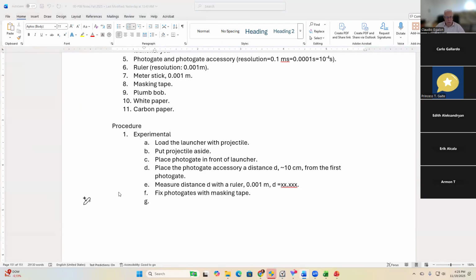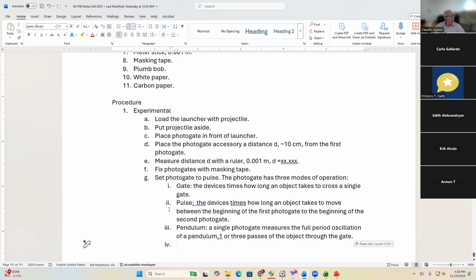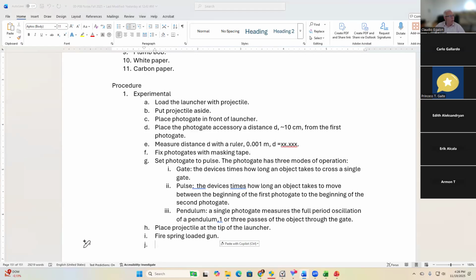Fix the photogate with masking tape. Set the photogate to pulse, just like I showed you. The photogate has 3 modes of operation: gate, pulse, and pendulum. In this experiment, we are going to use the second setting of the photogate. Place the projectile at the tip of the launcher. Fire the spring-loaded gun. That's the most dangerous experiment that we can do in the lab. You can get hit by the projectile.